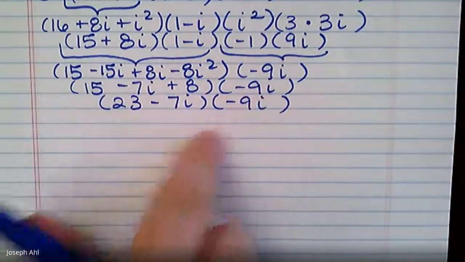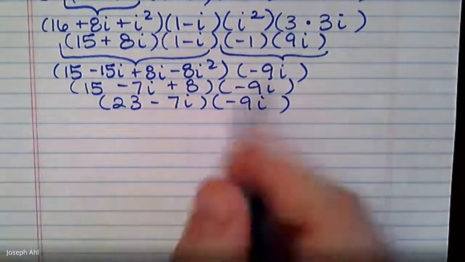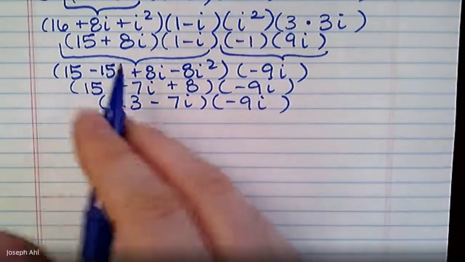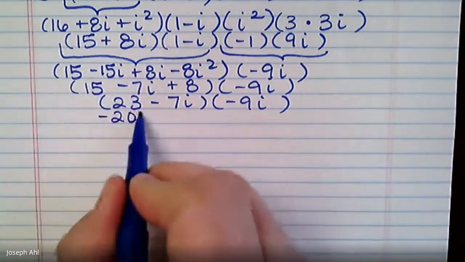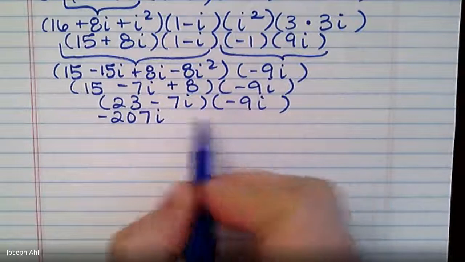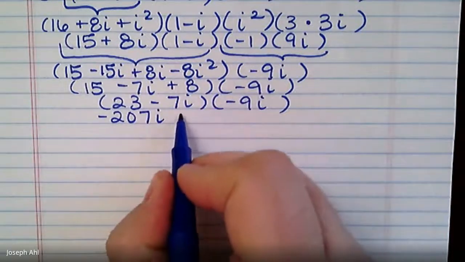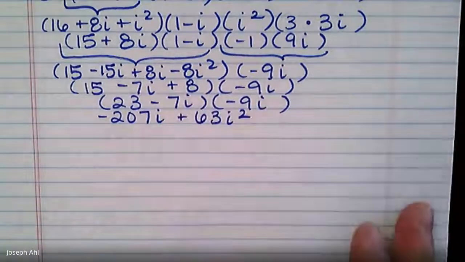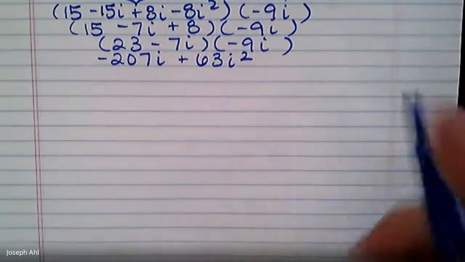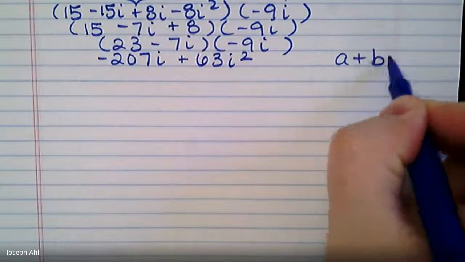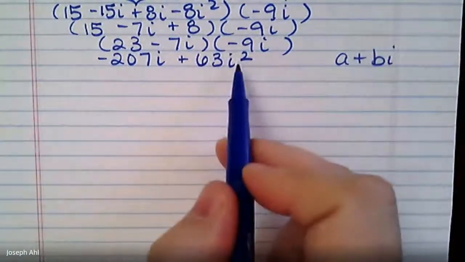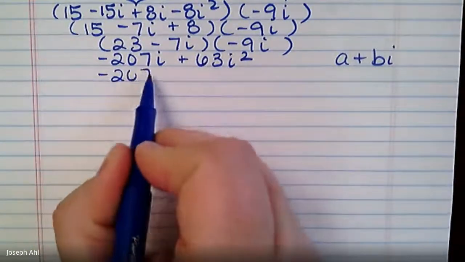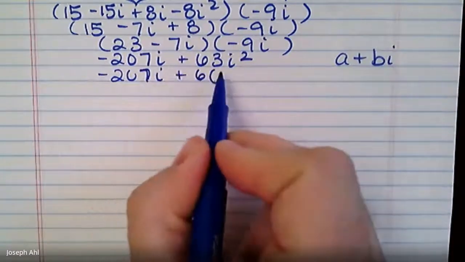Okay, now we're up to this stage where we're close, but we have a little bit more multiplication to do. It's just distributing this across, right? So negative 9 times 23, that might be a good quick calculator step. So that's negative 207 is what that is. Negative 9 times negative 7 is positive 63, and we get i squared there. Okay, is this in a plus bi form? Not yet, because we know that i squared is negative 1. We're like a half step away from getting the final answer here.